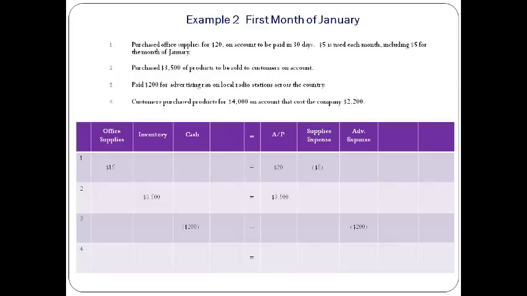The fourth transaction. Customers purchased products for $4,000 on account that cost the company. Were goods or services provided to customers? Yes. This is sales revenue. Did the customer pay or not? The customer did not pay, so accounts receivable is used. Was an asset used? Yes. Inventory. Inventory decreases and the appropriate expense account, cost of goods sold, is recorded also.